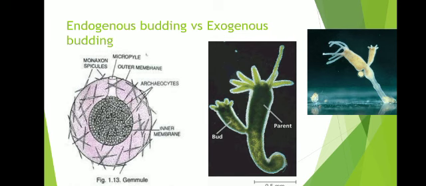Exogenous budding is outside the body, and hydra is the example. Here, ectoderm and endoderm are pushed out to form a bud. The bud enlarges and develops a mouth and a circle of tentacles at its end. When fully grown, the bud constricts at the base and finally separates from the parent body and leads an independent life.